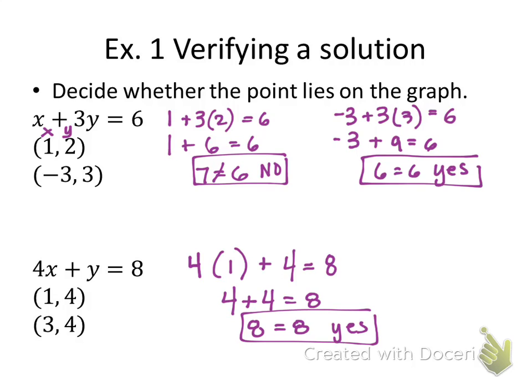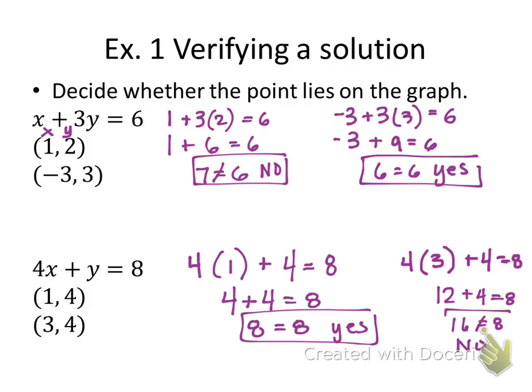All right, Clay, walk me through the second one. Oh, you have to put in the 3 and the 4, so it'll be 4 times 3 plus 4, which equals 16. Okay, how did you get 16? What did you do first? Multiplied 4 times 3. Very good. Then you added 4. And 16 is not equal to 8, so no. Very good. Now remember, make sure to show all your work. Very good. So we got yes and no.